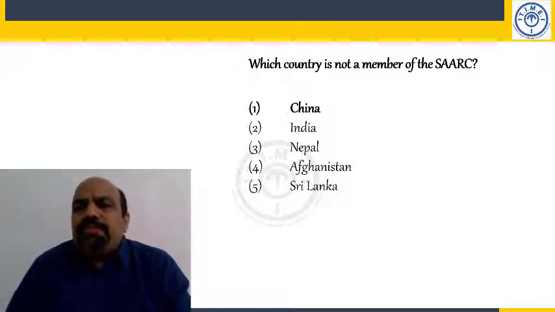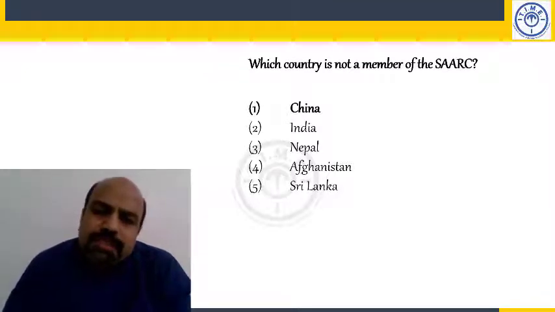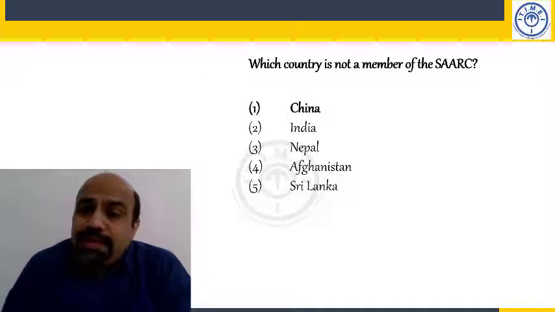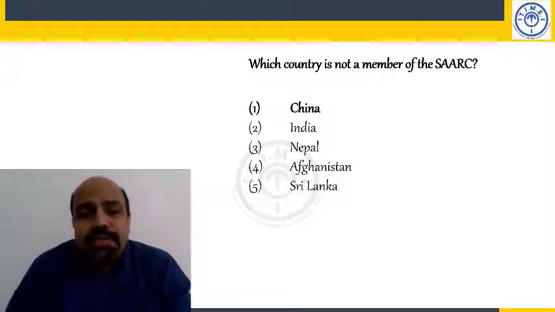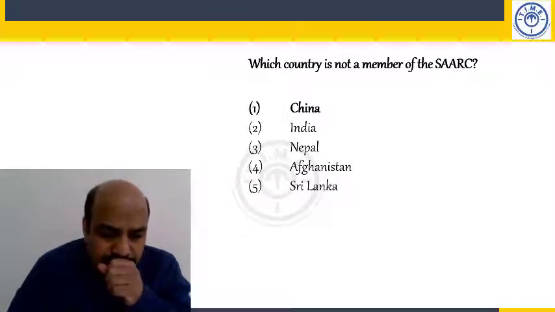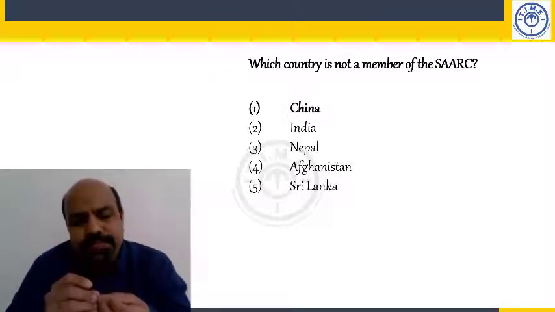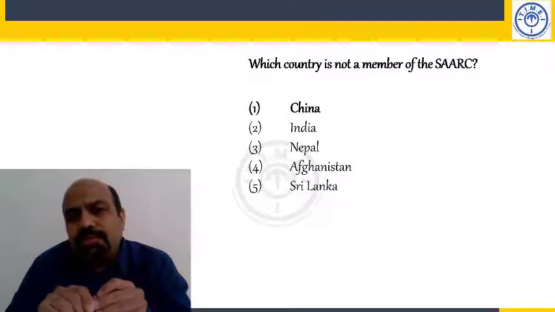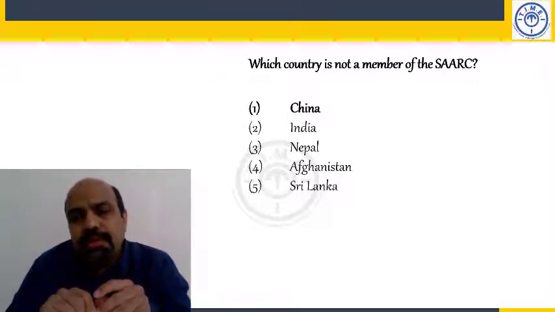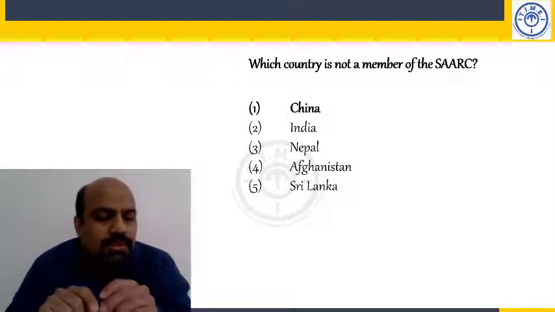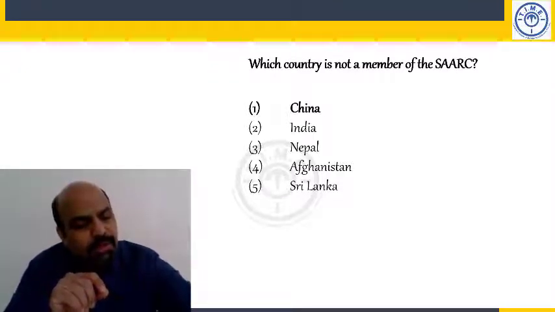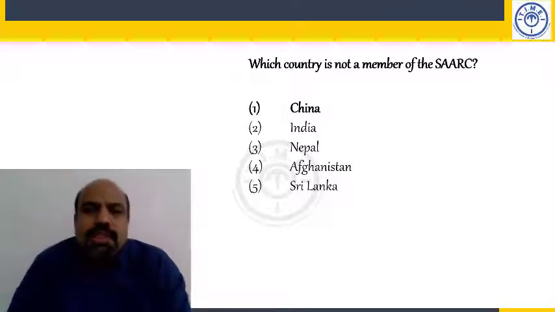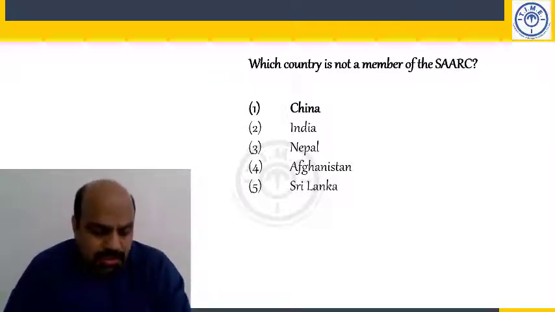Which country is not a member of the SAARC? So, of course, the answer is mentioned there. Let's do one thing, we'll write a little about SAARC. Please write SAARC. Underline this. Right, first point. South Asian Association for Regional Cooperation.